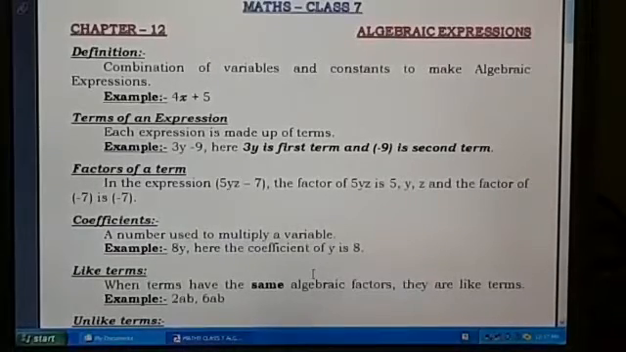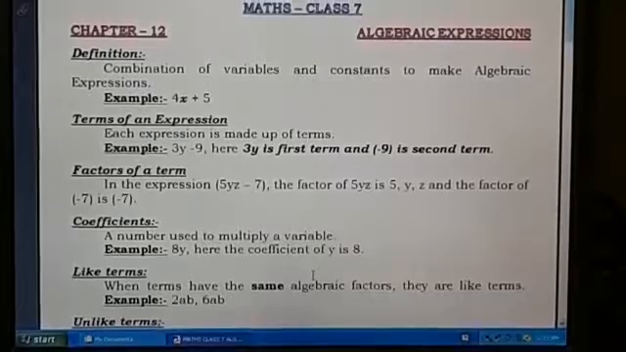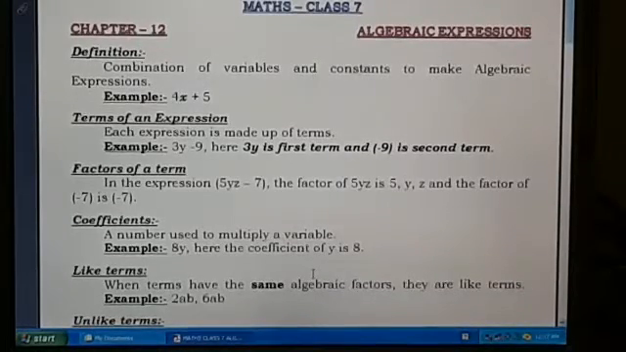Already we have seen the definition before. The factors of 5yz are 5, y, z. So in that term, we have to separate it and write the numeric and variable. So that is a factor of the term. So for 5yz, the factors are 5, y, z, and the factor of minus 7 is minus 7. Okay. Here, the main thing is the sign should also be included in the factor or term.